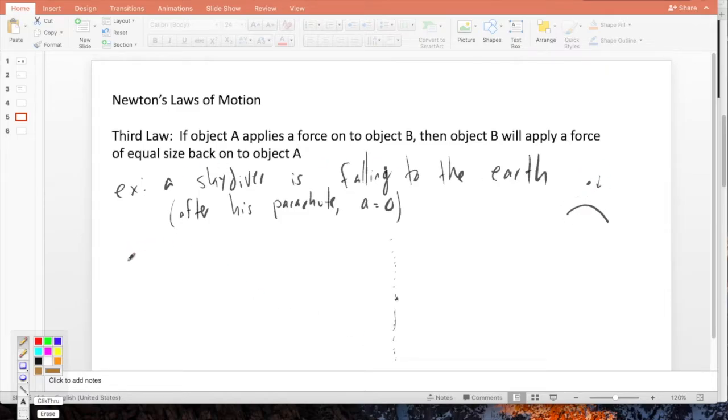So here's before the parachute. I'm doing the whole system. Well, what's in my system? The skydiver and the Earth. So let me start with the skydiver, represented with a dot. Here's the skydiver before the parachute.